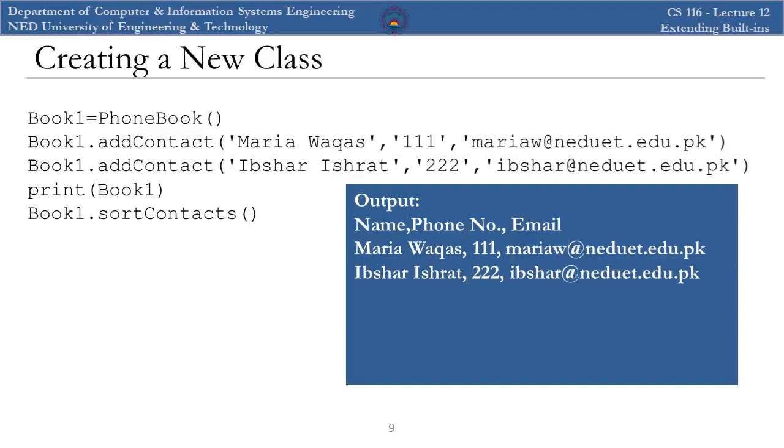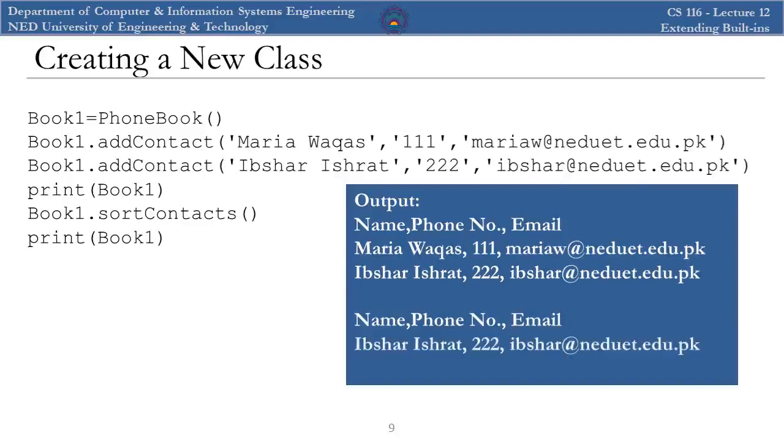Okay, now let's call the sort contact function. It will sort the list, but it is not returning anything or printing anything. If I want to see my sorted list, then I'll have to print it again. So here I'm printing it again, and let's see the output. Okay, now the list has been sorted. I comes before M, so this is the sorted output.